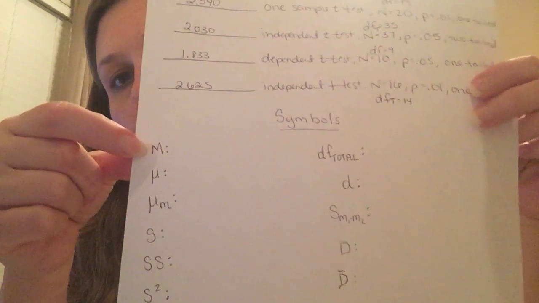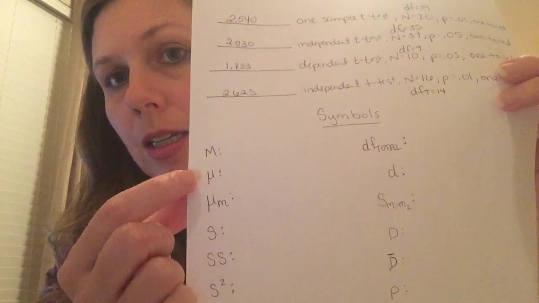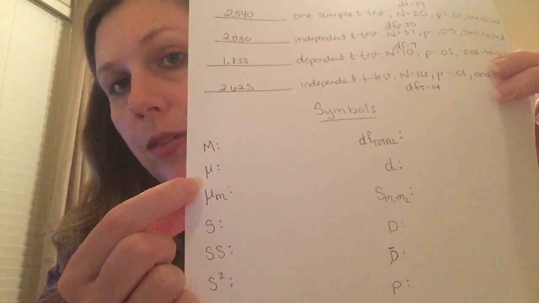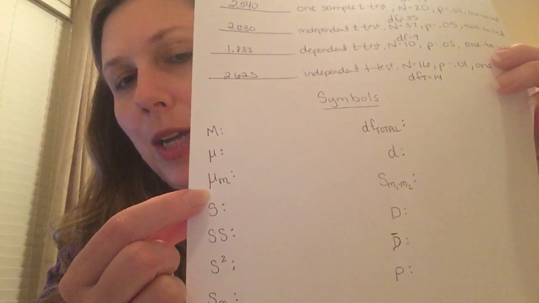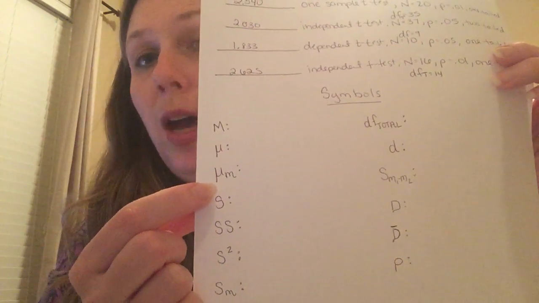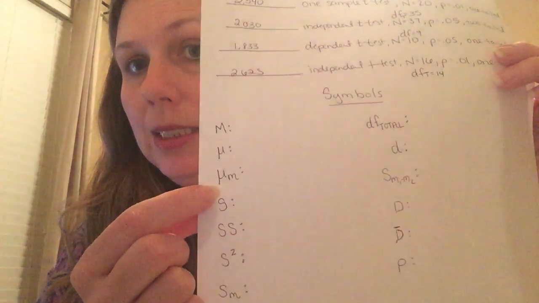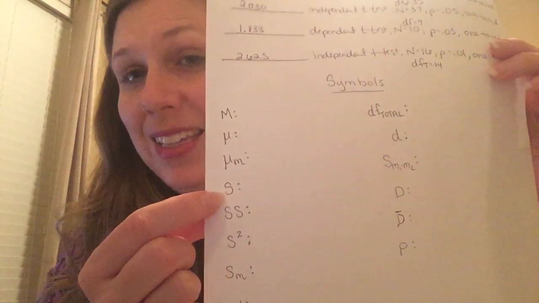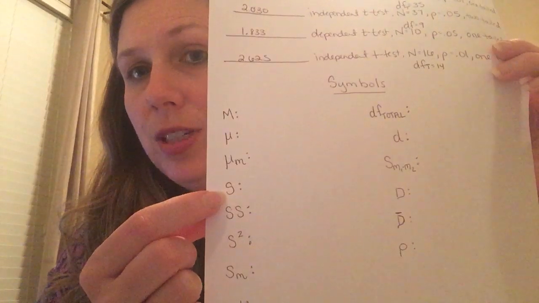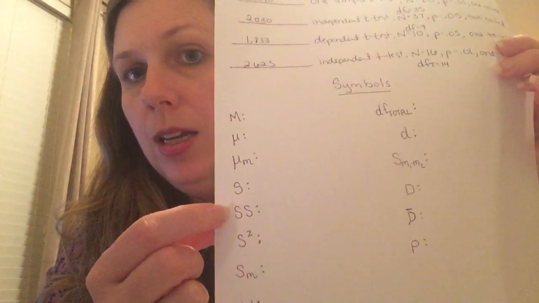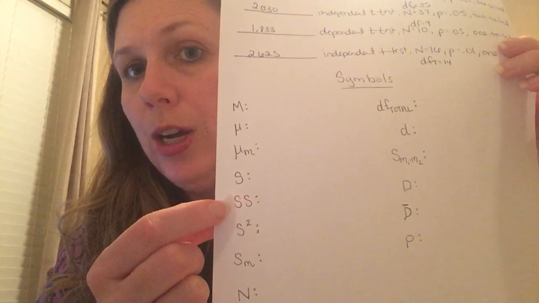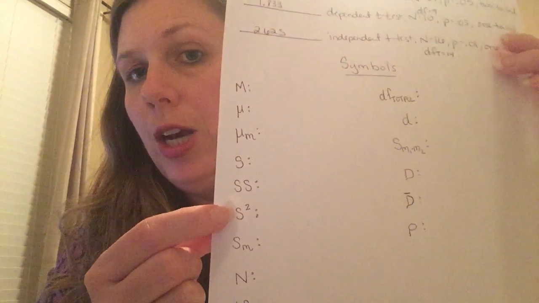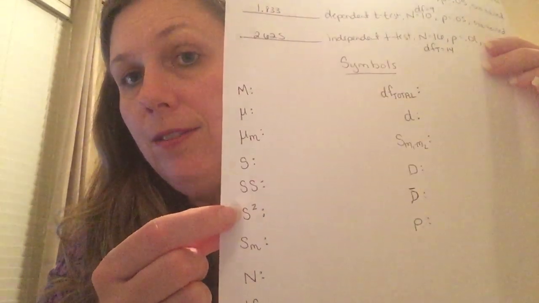So capital M, that is your sample mean. Mu, that is your population mean. The mu with the little m next to it is your population mean of the means. An S is the symbol for standard deviation. An SS is the symbol for sums of squares. Your S squared is your variance.